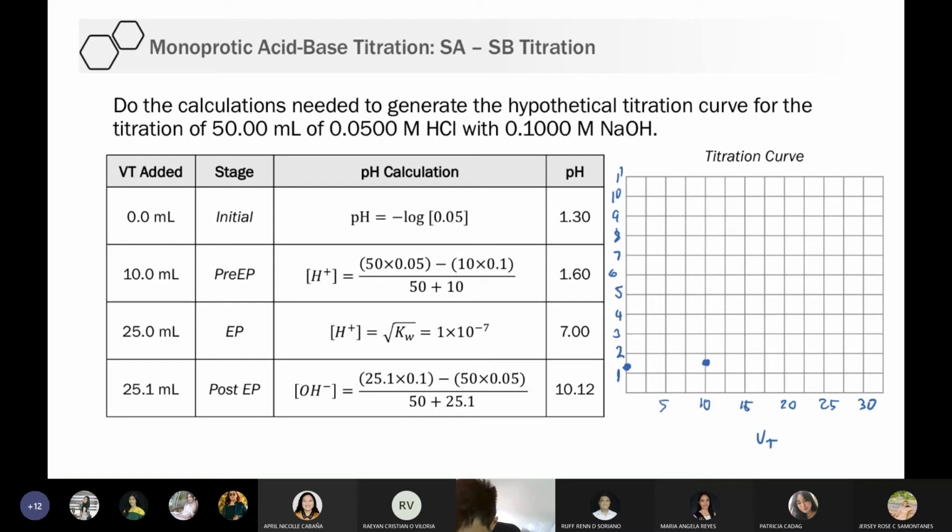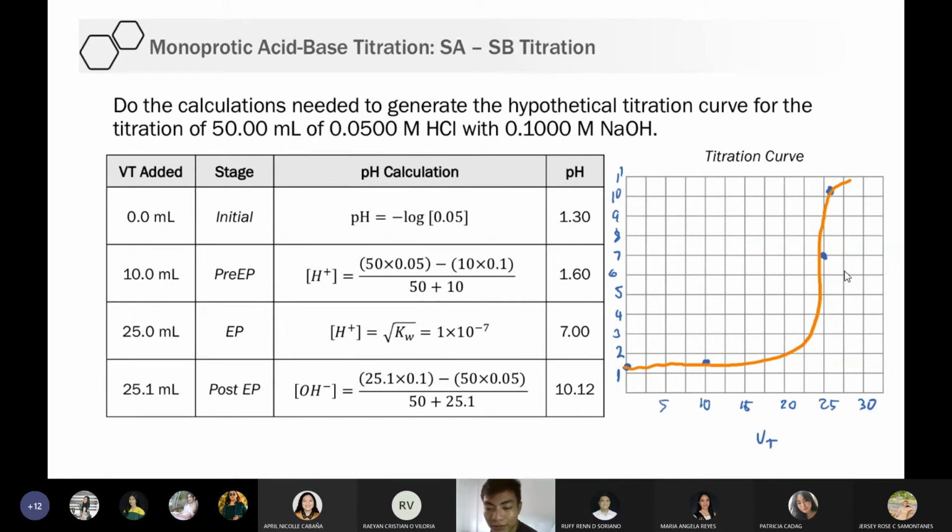And then 25.1, andito na siya, 10.12. So if you connect the dots using Excel, pangit yung magiging outcome ng aking drawing. Pero it will look like that. You have the inflection point, and at this point, you will find the equivalence point or the end point.